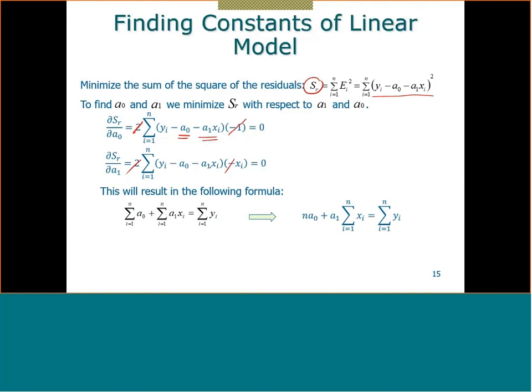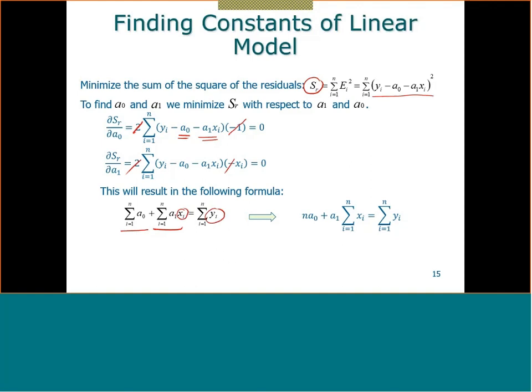The first formula is derived from here. I have the summation from i equals 1 to n of a0, which is this term, taken to the other side, plus the summation of i equal to 1 of a1 xi, taken to the other side, and this is equal to the summation of yi. Now what do we know here? We know the xi's and, sorry, the yi's and the xi's.